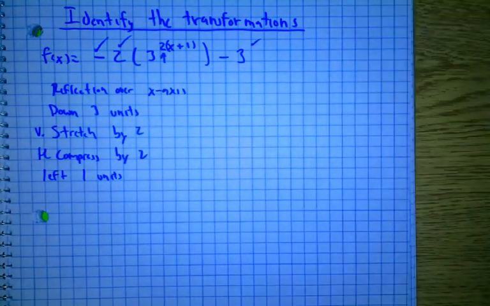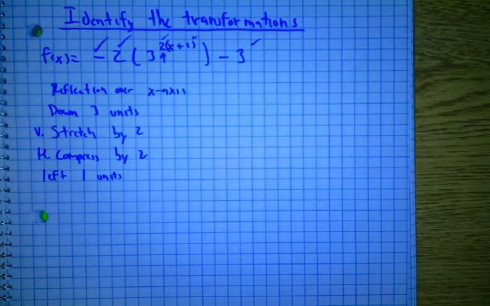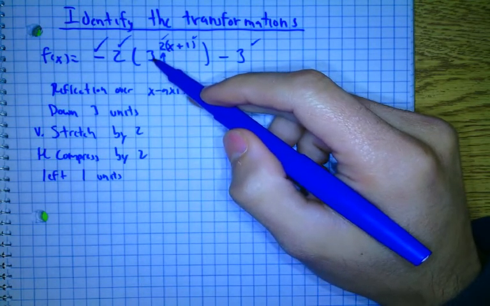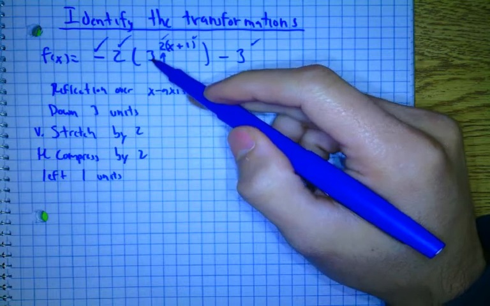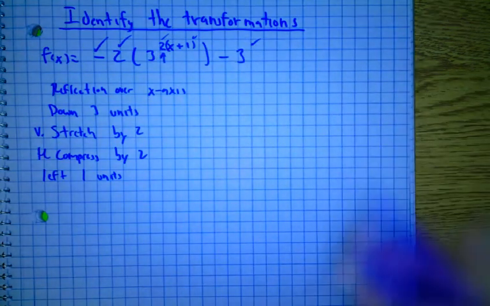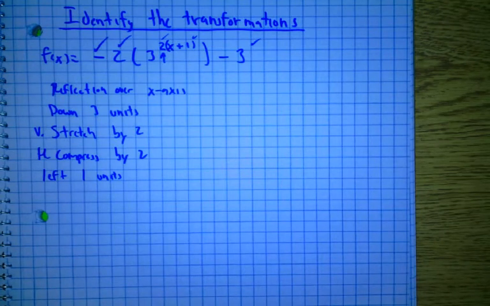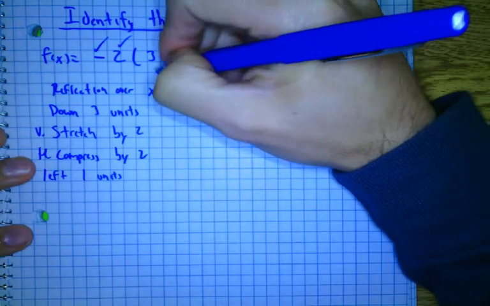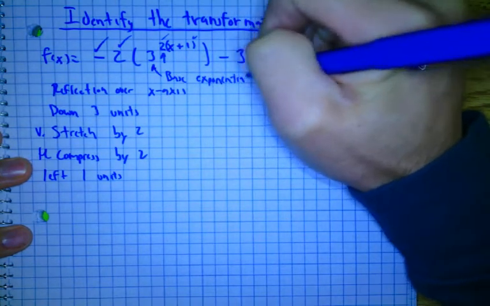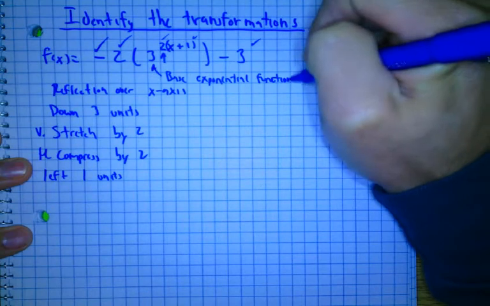Cool. Be careful. A lot of people look at this 3 and they're like, oh, that's going to be a horizontal compression by 3. What is the 3? 3 is your a value, which, by the way, I forgot to tell you, that's called the base. That's the base of the exponential function. So the 3 is not a transformation. That is your actual base of your exponential function, which means it does not cause a transformation. Cool? All right, any questions about this?